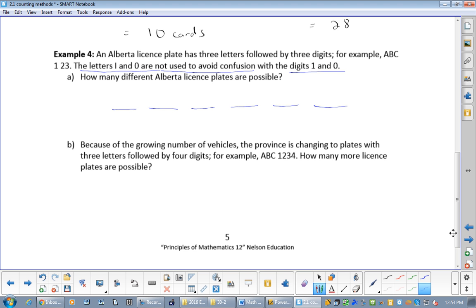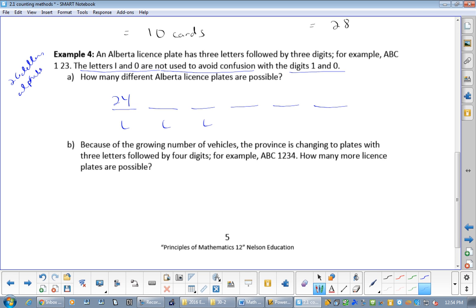Okay, now, are repeats allowed? It doesn't say they're not. You cannot make assumptions. It will say repeats are not allowed. If it doesn't say that, it means they're allowed. So how many choices do I have for the first? So this is going to be letter, letter, letter, correct? How many choices do I have for the first letter? 24. So another thing you must remember, there are 26 letters in the alphabet.